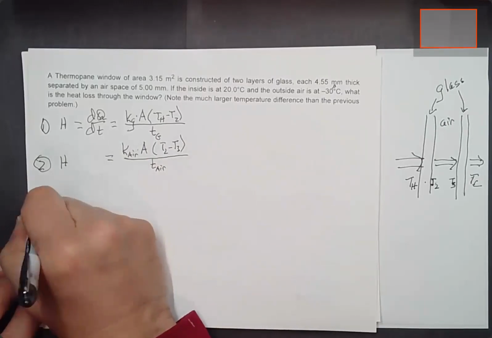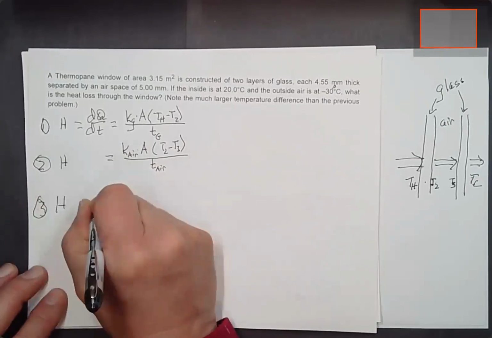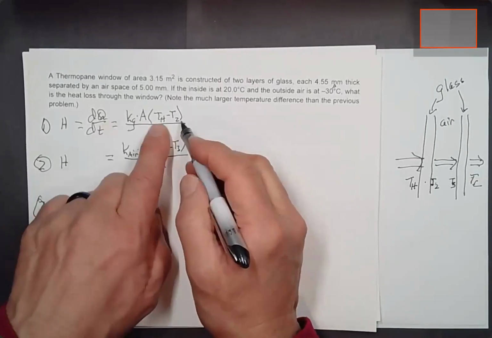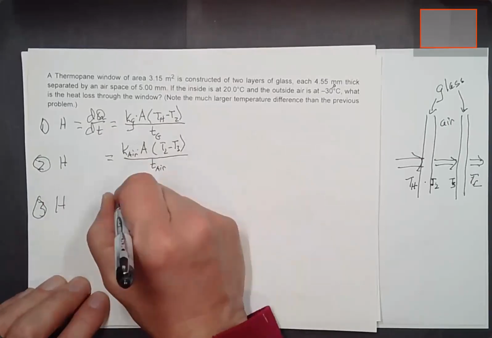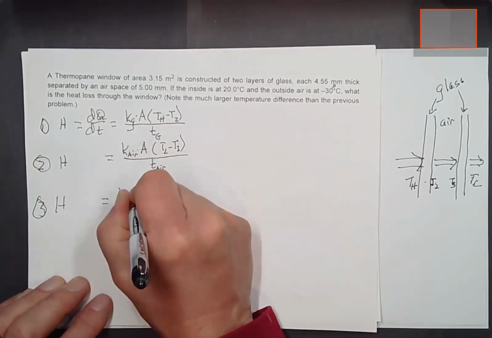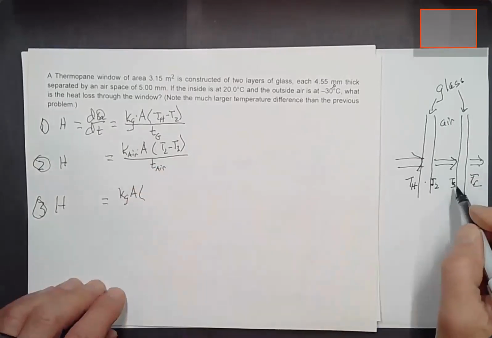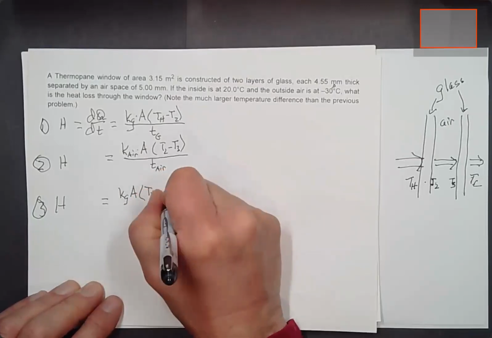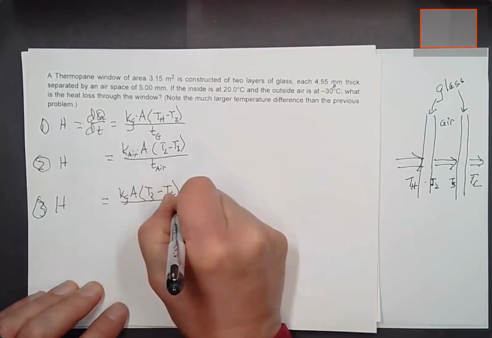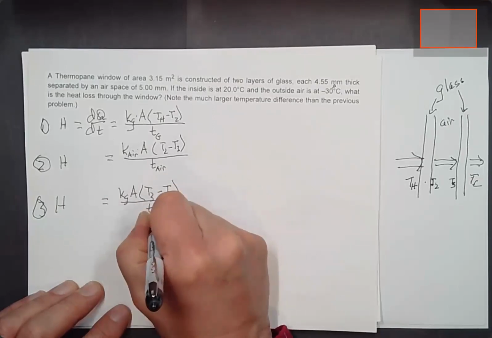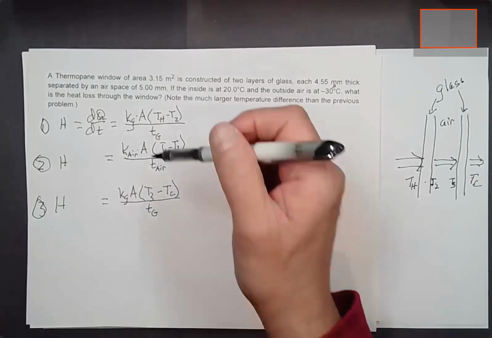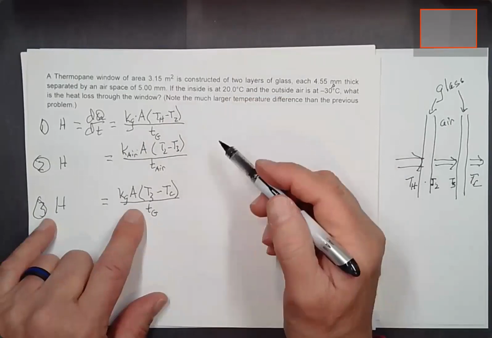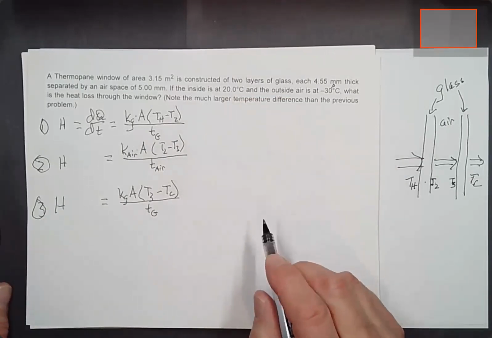And then we'll have a third situation, a third H, which is going to look just like this one, except we'll have different temperature differences. So we'll have K_G times A. This time it's going to be T3 minus TC. And on the bottom, we'll have the thickness of the glass again. So I don't know why I used an uppercase G on the bottom and a lowercase g on top, but I did. So anyway, they both stand for the glass.